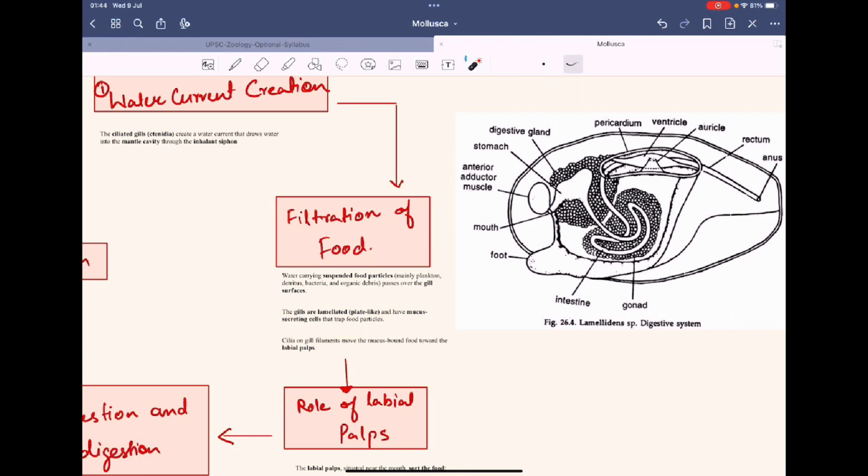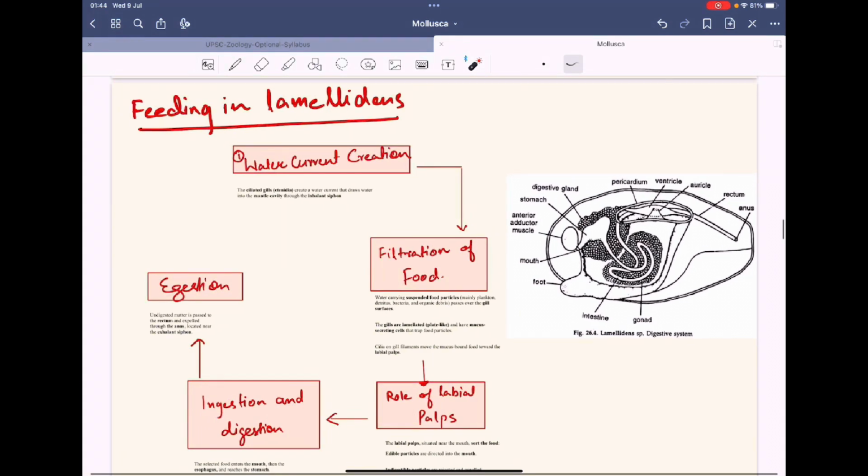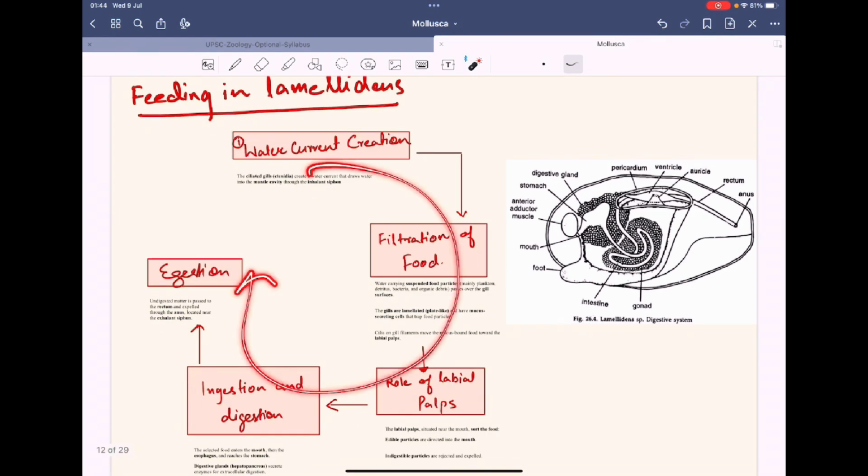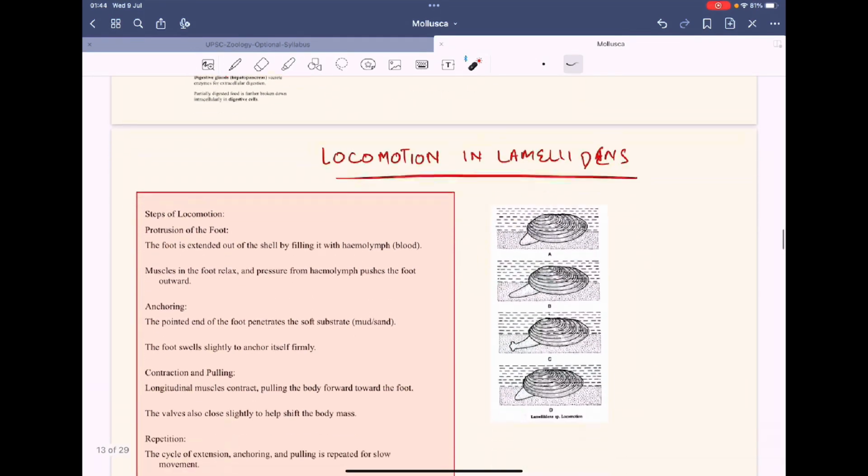So this is a holistic understanding of the feeding in the lamellidens. It has been explained through the flow chart. You can use the same flow chart in the exam. It will be easier for you to write the answers. Then the locomotion in lamellidens.